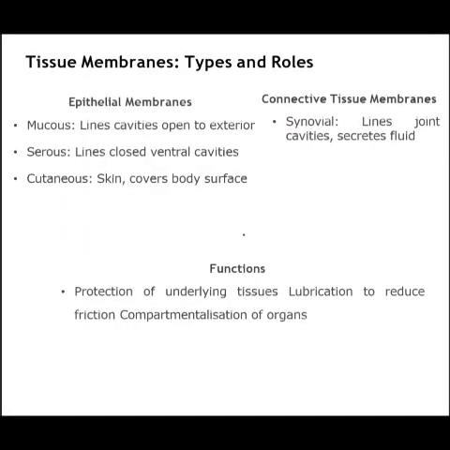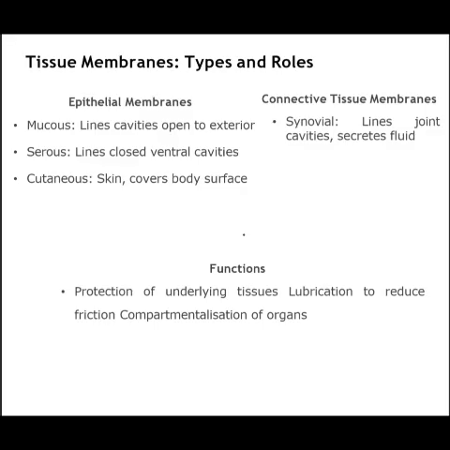The next one is tissue membranes. The very first one is epithelial membrane, which contains mucous membranes that line openings like the mouth, and the second one is serous, which lines closed cavities like the lungs, and the third one is cutaneous, which is nothing but the skin. So next, the second one is connective membrane, which contains synovial membranes that line joints and produce fluid. So these functions are protection, lubrication and as well as organ separation.